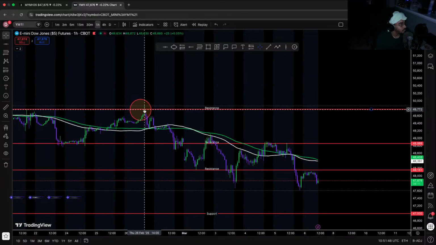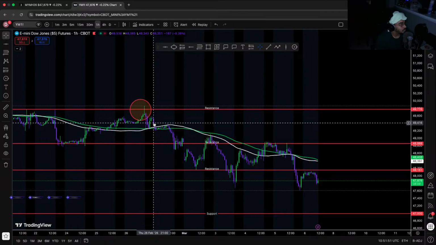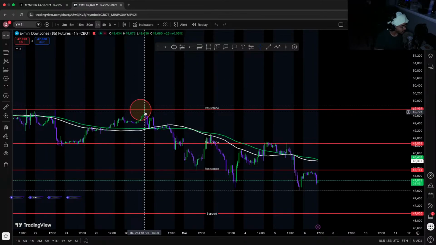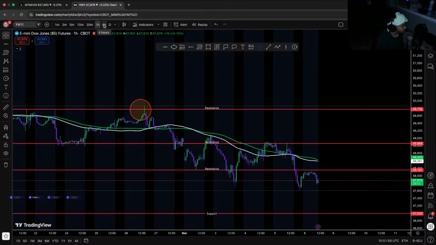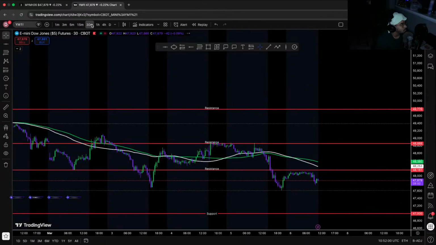Ooh. I forget what that's called, but it's some kind of candle pattern. Or, yeah, one candle pattern. Let's go lower.